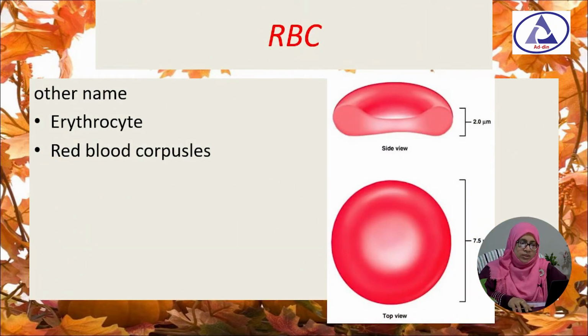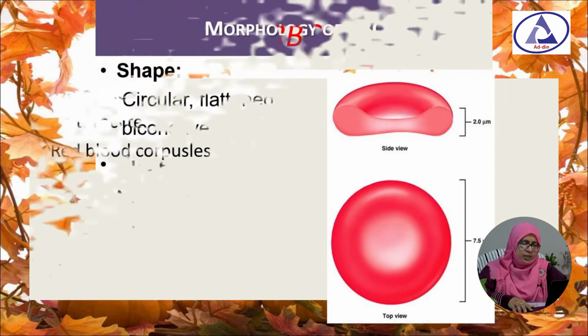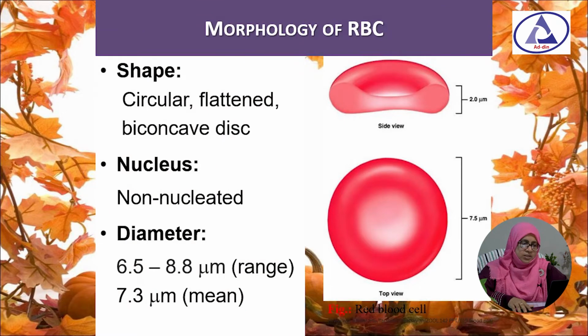Now what is RBC? It is a red blood cell and its other name is erythrocyte. You can see the figure of RBC. Now the morphology of RBC: its shape is circular, flattened, a biconcave disc, and it is non-nucleated. Its diameter is about 6.5 to 8.8 micrometer and its average is 7.3 micrometer.